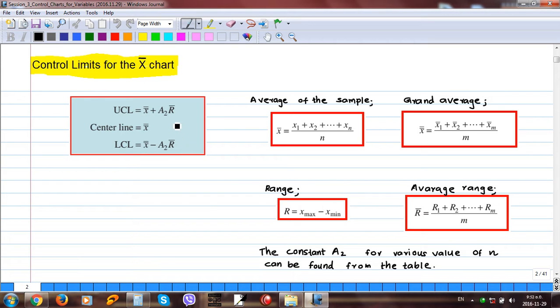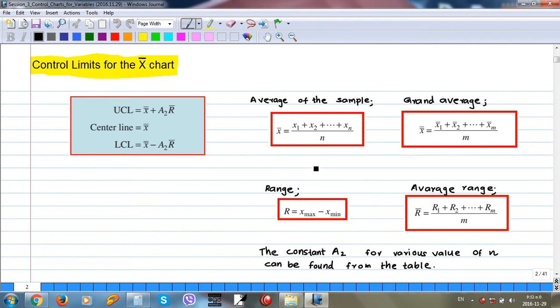Also, R means range, which is maximum minus minimum. Then you add all the ranges together and divide by the number of entries, and you can find R bar. And there is a constant called A2. This A2 we can find from the table according to the n value. When we deal with an example, you can understand how to find these constants.